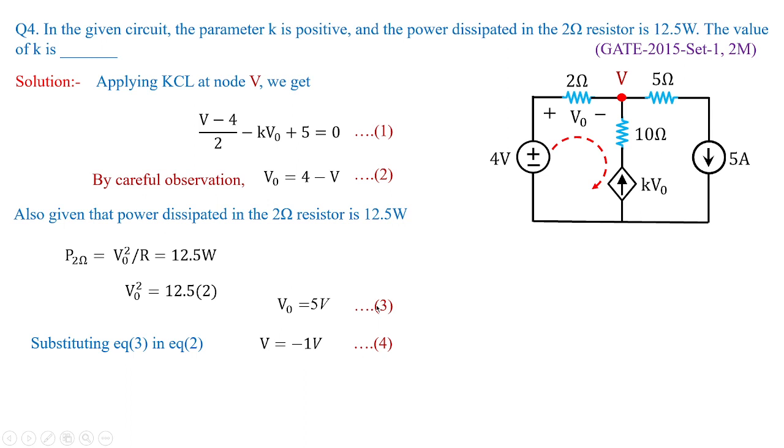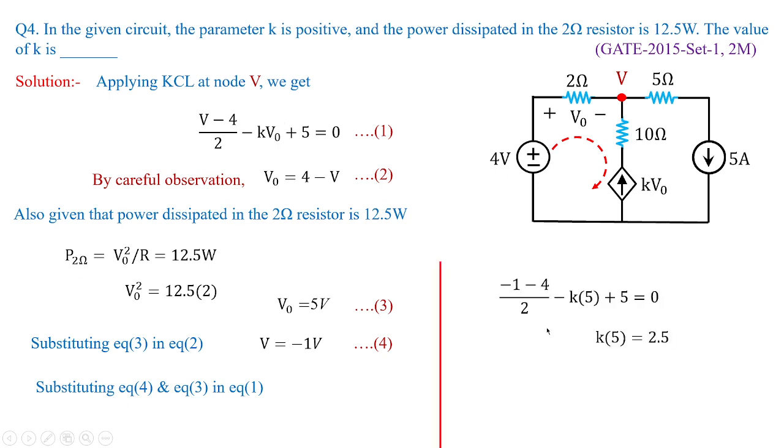Substituting equation 3 in equation 2, I'm going to get the value of V equal to minus 1 volt. Once I'm done with V naught and V, I'll substitute equations 4 and 3 in equation 1 so that I'm going to get the value of K, which is equivalent to 0.5.